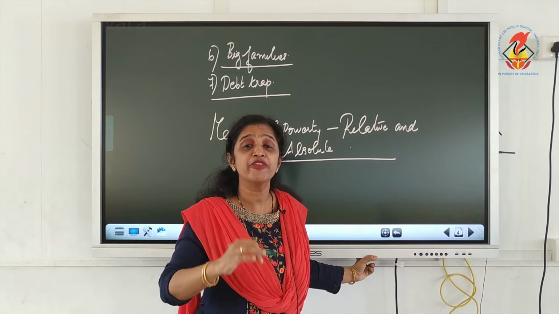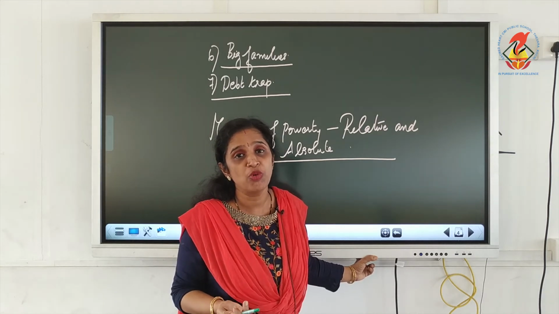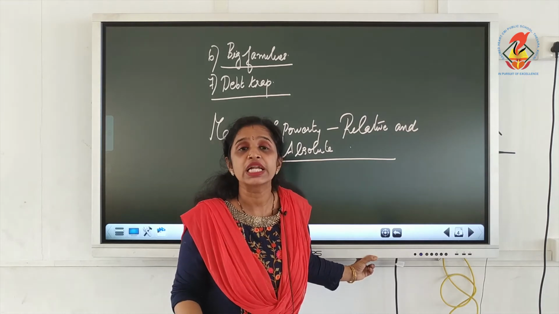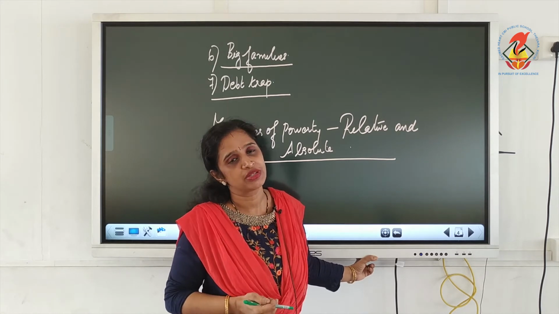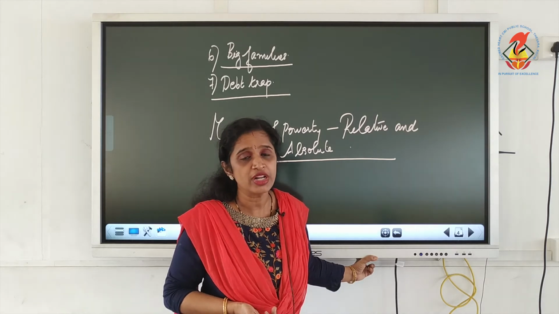They will be in need of more than what they are earning because the members of the families are more. Therefore, they will be borrowing money for their further requirements, and so they all will be in a debt trap. So, these are the common characteristics of the poor people.